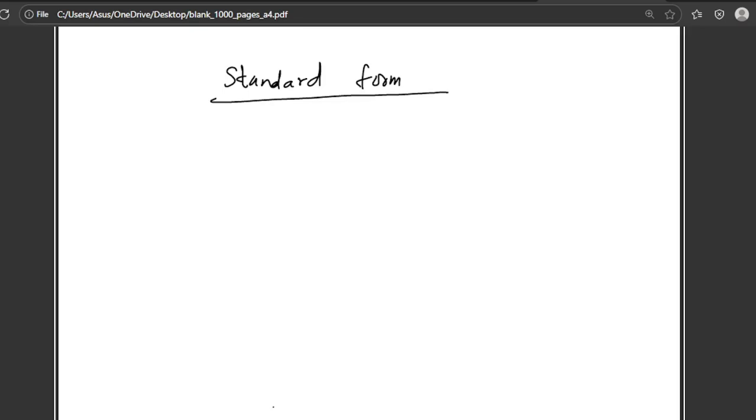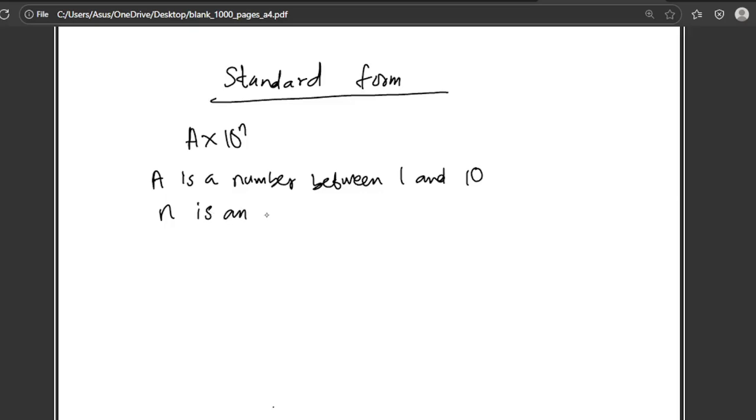A number is in its standard form if it is written in the form a times 10 raised to the power n. Here, a is a number between 1 and 10, and n is an integer.